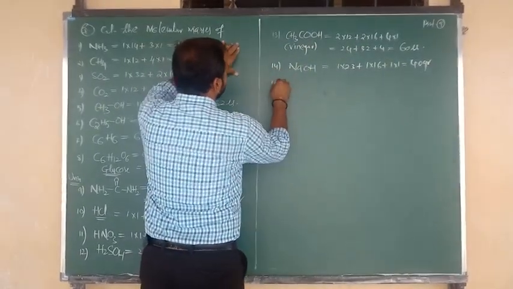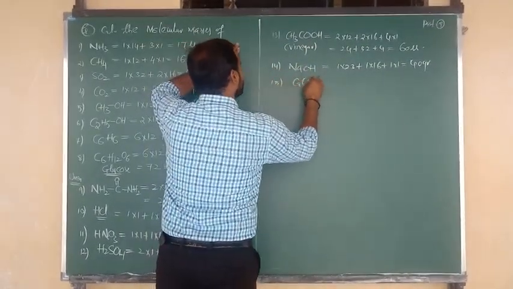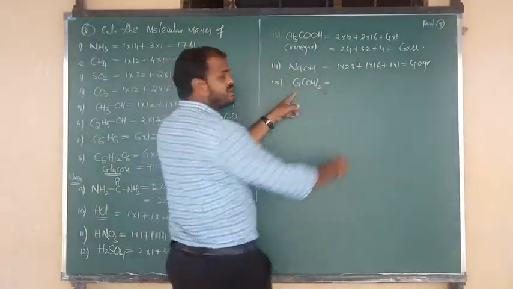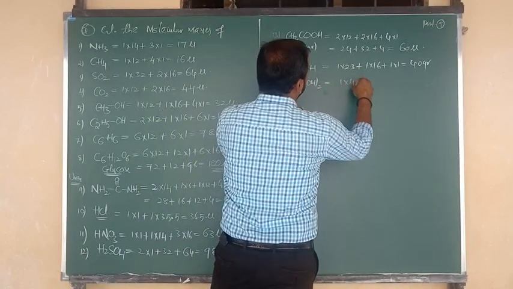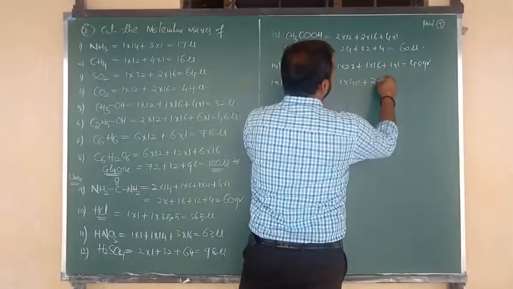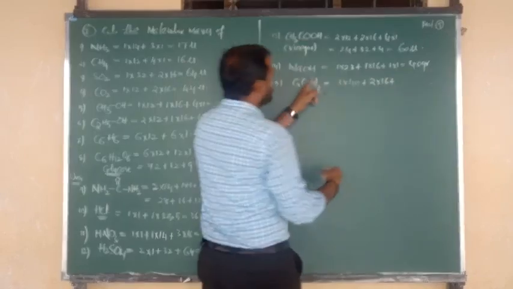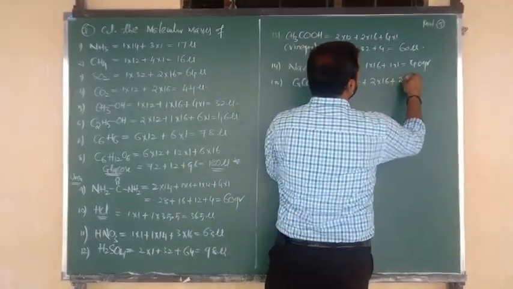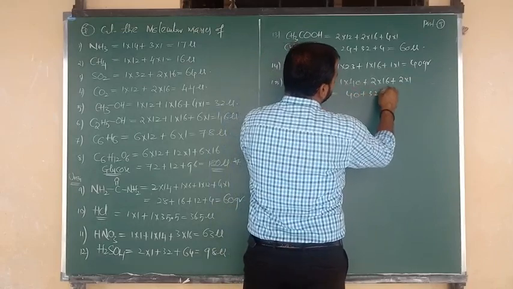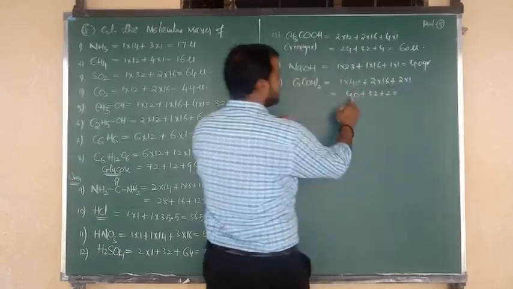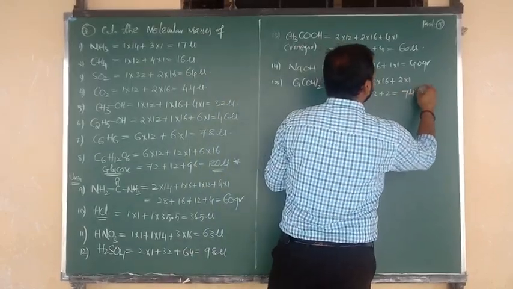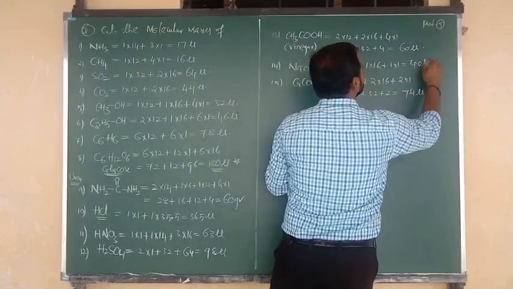Next one, I am going to write calcium hydroxide, Ca(OH)2. One calcium is there, calcium mass is 40, plus 2 oxygens, so 2 into oxygen atomic mass 16, and 2 hydrogens, so 2 into 1. So 40 plus 32 plus 2, the answer is 74 units, and also we can say 74 grams.